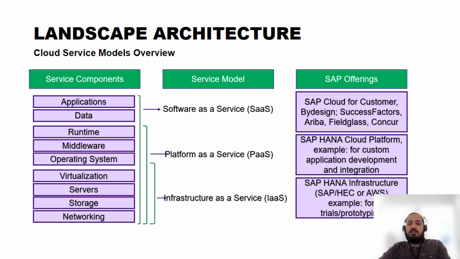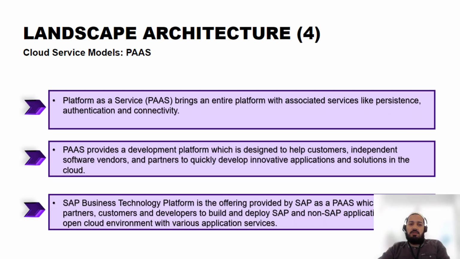On the other hand, PaaS services are HANA Cloud Platform, like application development and integrations, for example, for custom applications. And then HANA is infrastructure as SAP HANA on the AWS servers. Okay, so this is how the landscape is.